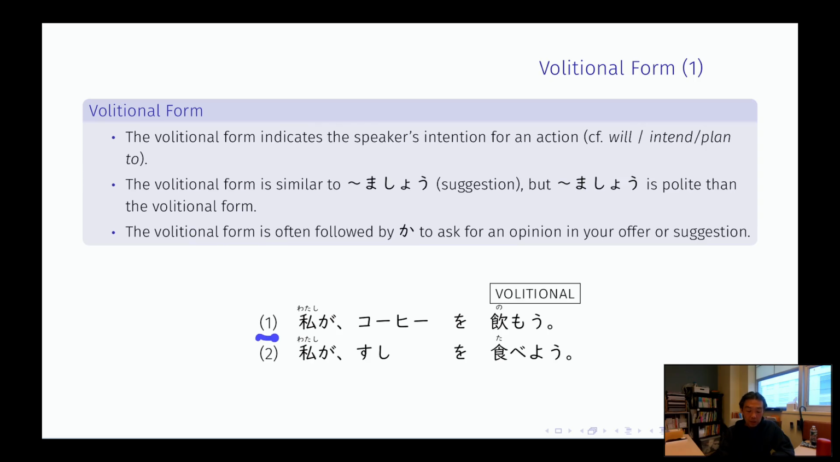So if you say 私がコーヒーを飲もうか, it suggests that I drink coffee. So it becomes a very strong suggestion. Let me drink. So it's something similar to let me drink coffee for you. Or 私が寿司を食べようか is let me eat sushi for you. So it suggests or offers some assistance, or it offers the service for someone else.